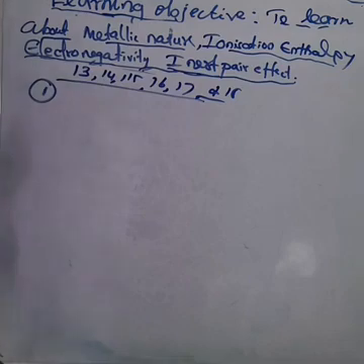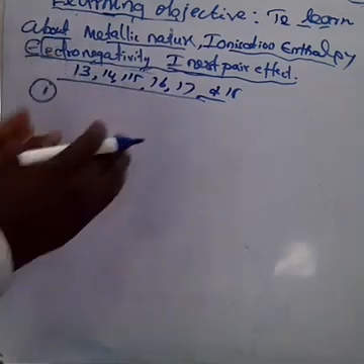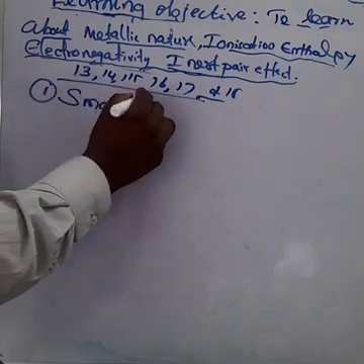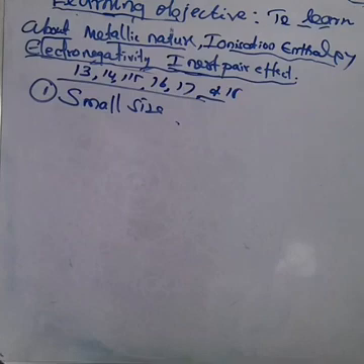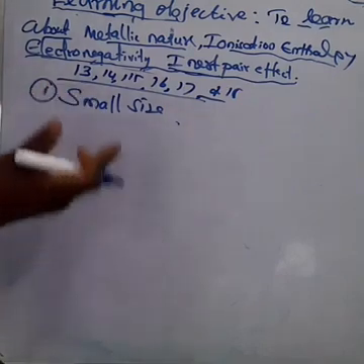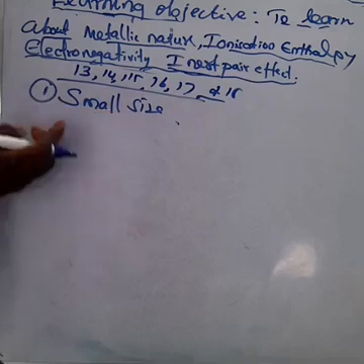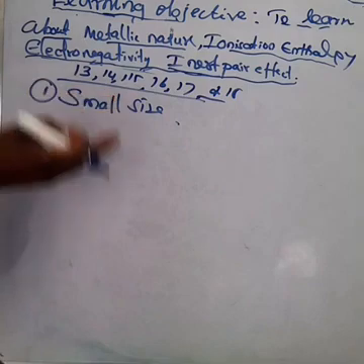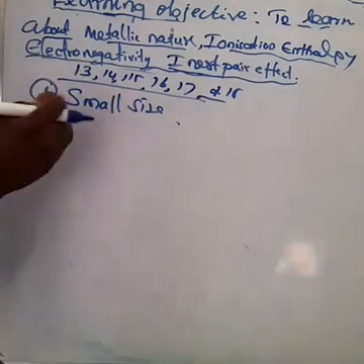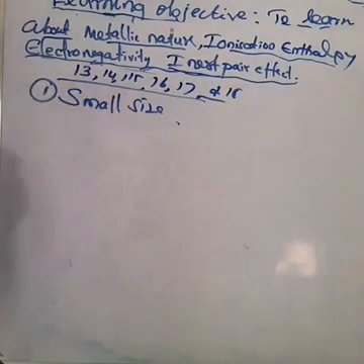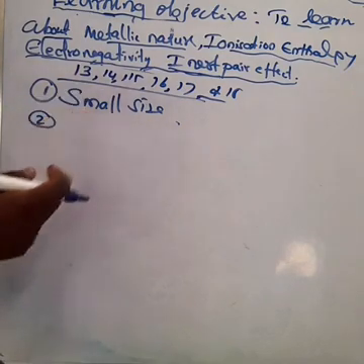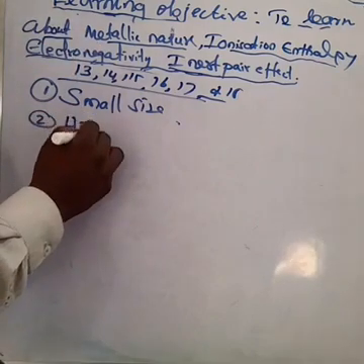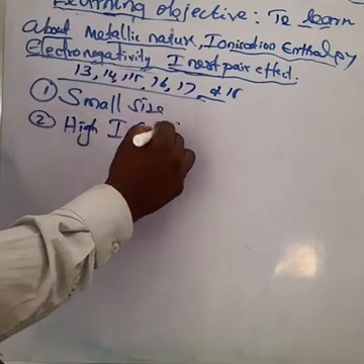What is that? One is the small size. The first member has a small size. From boron to neon, the size is very small, as we compare with the second element, that is aluminium, silicon, phosphorus, sulfur, chlorine, argon. As we compare the first row and second row, the first elements are of small size. Due to the small size, they have high ionization enthalpy and high electronegativity.